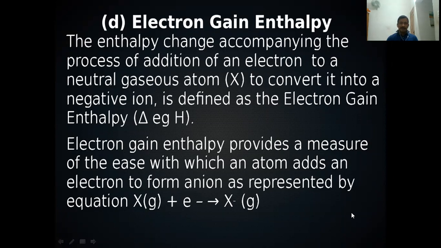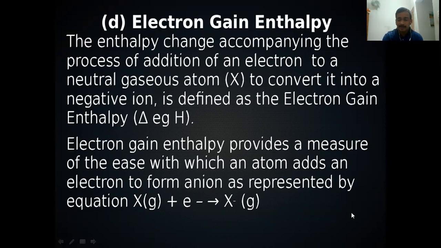The enthalpy change accompanying the process of addition of an electron to a neutral gaseous atom to convert it into a negative ion is defined as the electron gain enthalpy. As I told you, when an electron is added to an atom, sometimes energy may be released or sometimes energy may be absorbed. After absorbing this electron, the atom is changing to a negative ion as indicated here: X plus e minus gives X minus, a negative ion.